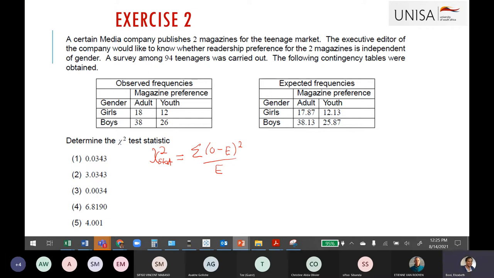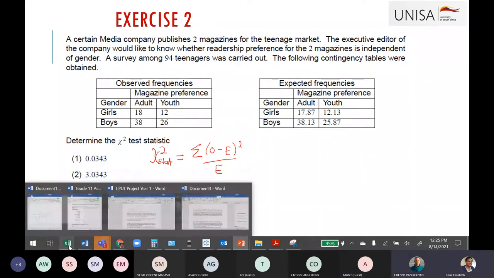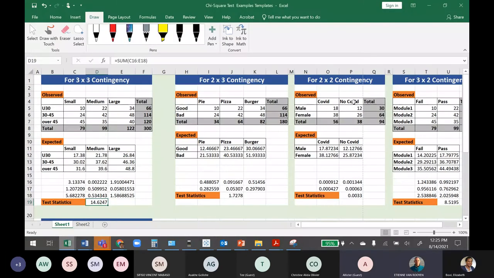Hey, do we have an answer? Yes, it's number three. It will be number three. Okay, let's. Yeah, the Excel is very nice. Very, very nice. Pardon? I'm saying the Excel is very nice.